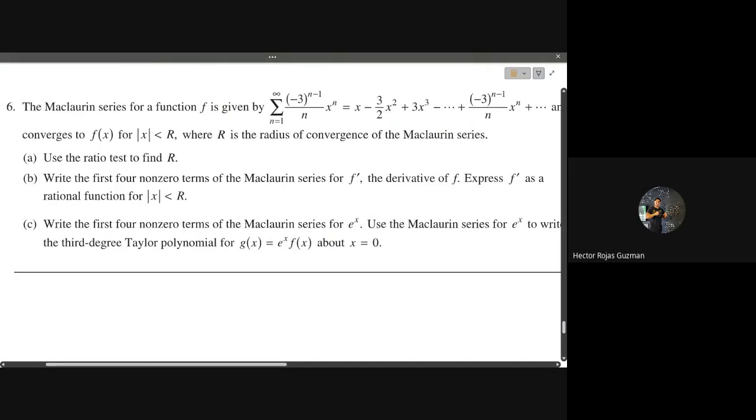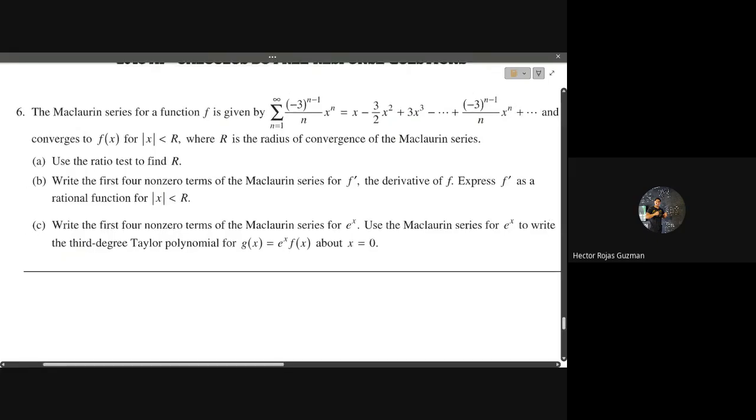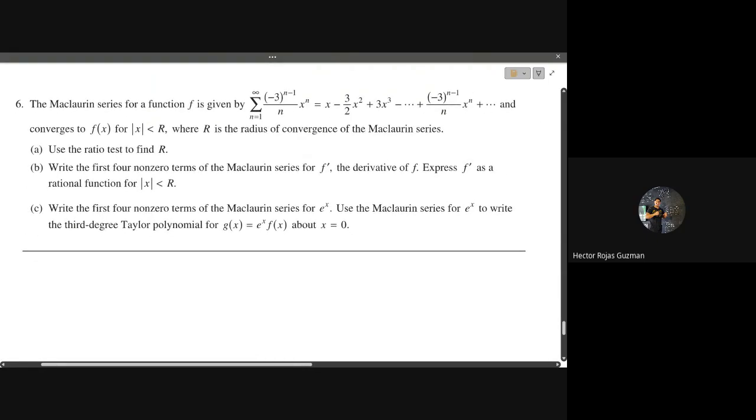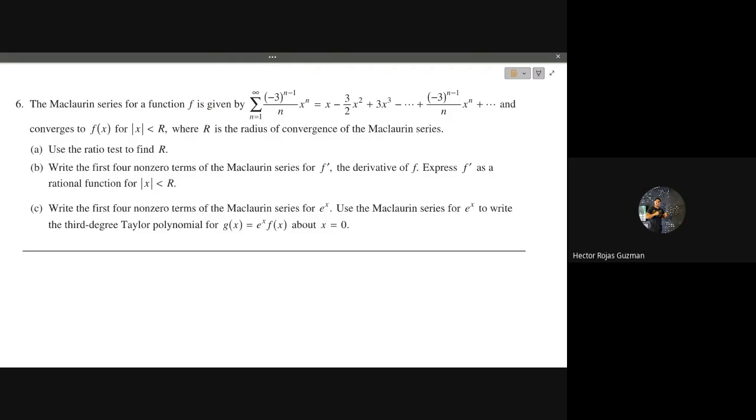Okay, let's get a little stretch going for the serious question, because we actually did pretty well as a class on this one. While you open up your question, the Maclaurin series for f is given. We have summation notation. We also have the series listed out. We know it converges to f of x. R is the radius. Find the radius. Use the ratio test to find the radius.